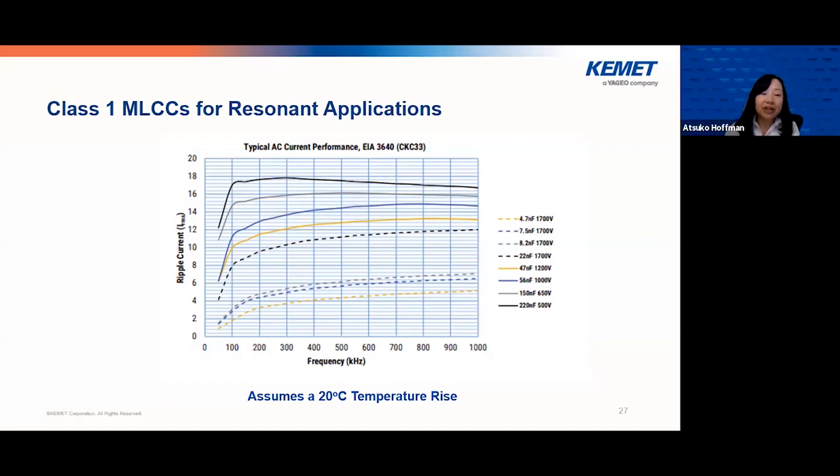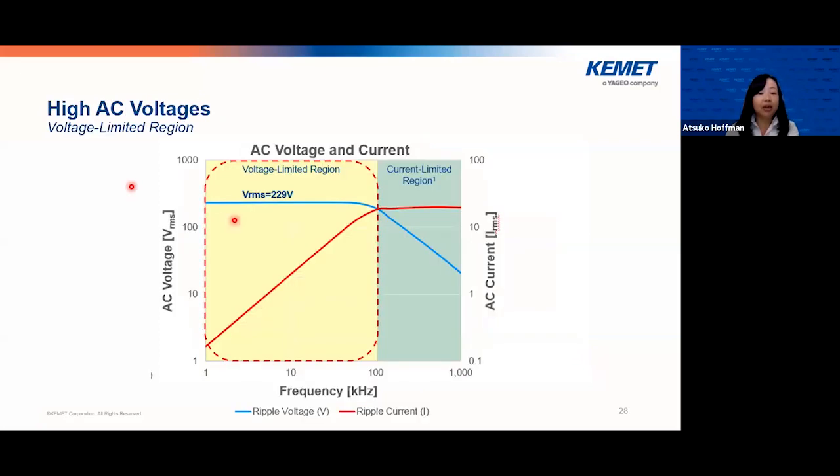Now we're looking into the voltage limited region. As you can see here, at lower frequencies, the voltage is very flat. You cannot use any more voltage. The reason is that in this region, the amount of power dissipated is not high enough to overcome a few rules we have on maximum voltages that you can use on MLCCs.